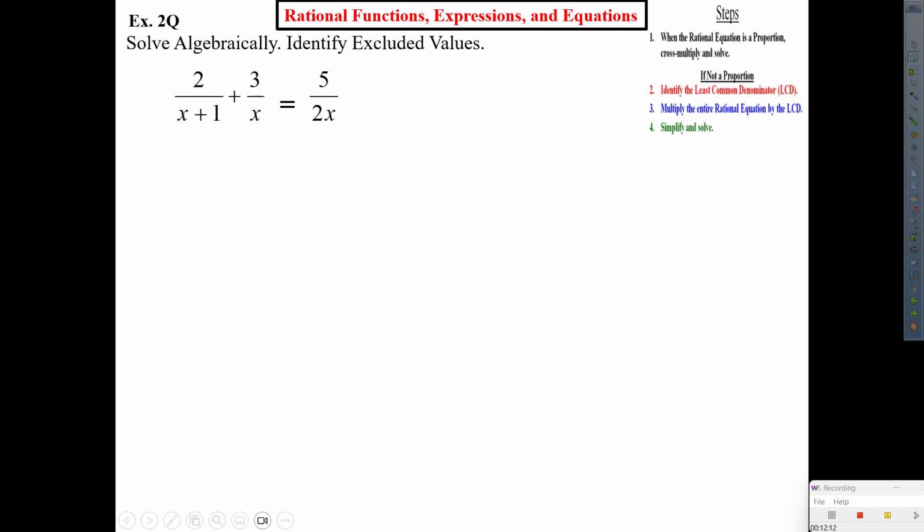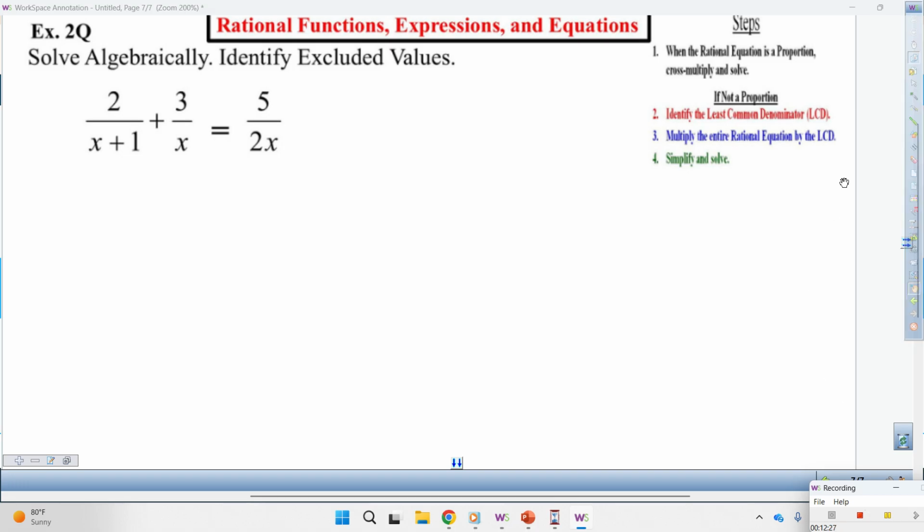2 over x plus 1 plus 3 over x equals 5 over 2x. Focus, please. Once again, you should be ahead of me, but here we go. Let's do this one together. Question, is this a proportion? No, because we have two fractions on one side, one fraction on the other, so it's not. So we don't do cross multiplication. We go straight to least common denominator.